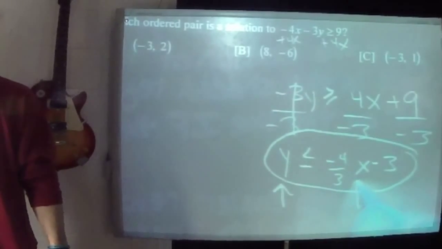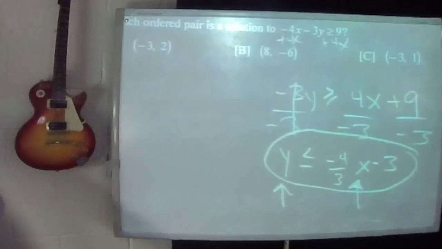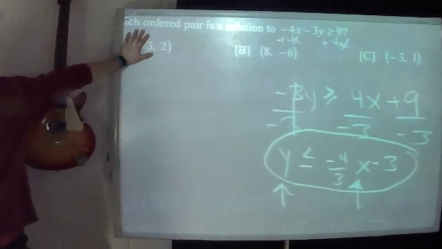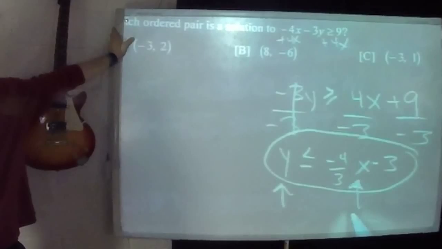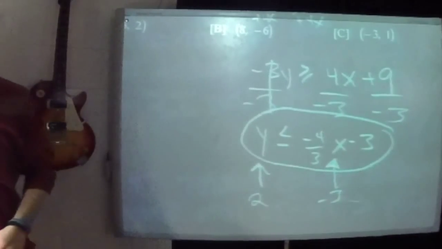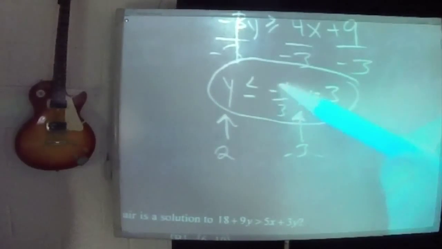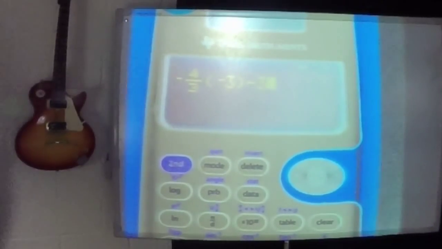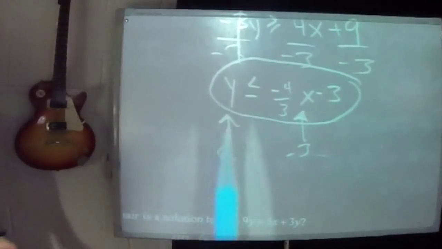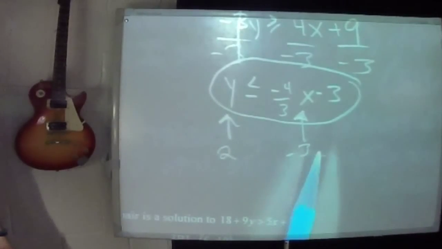Arrows, arrows. And we're going to check. Here's the A is right here. So what's my x? 3. And my y is 2. So when I check, I'm going to go negative 4/3 times negative 3 minus 3. So negative 4/3 times negative 3, subtract 3. That gives me 1. So I asked myself, is 2 less than or equal to 1?